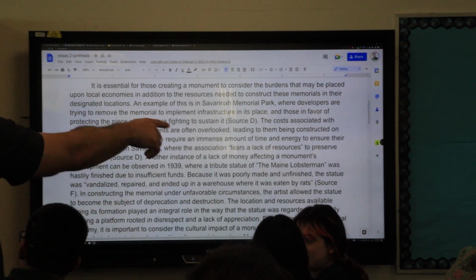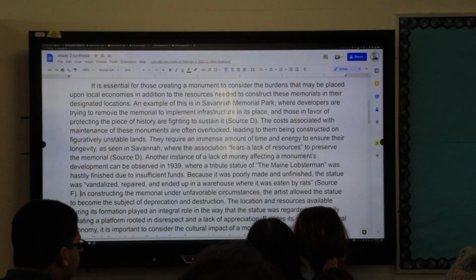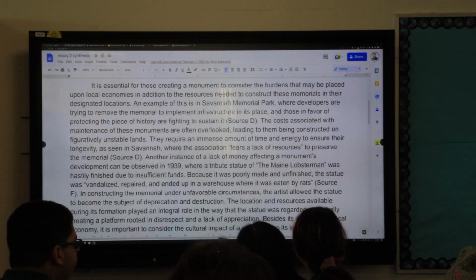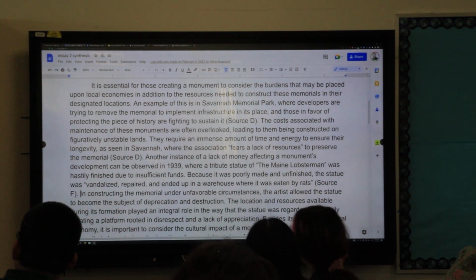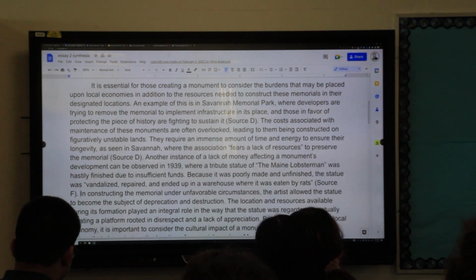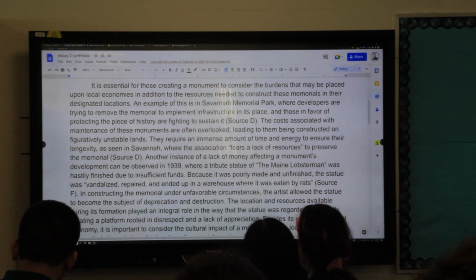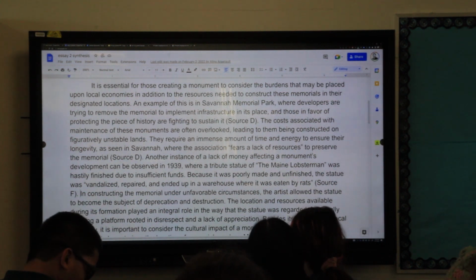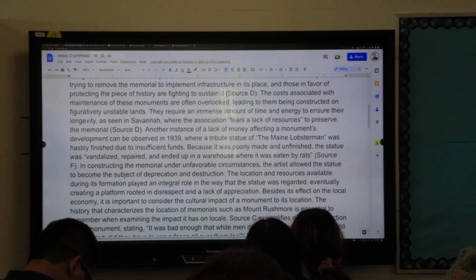In constructing the memorial, go ahead. In constructing the memorial under unfavorable circumstances, the artist allowed the statue to become the subject of deprecation and destruction. So this is a commentary that she offers after explaining why it is important to plan accordingly before constructing a statue or having the right amount of money. Otherwise, it can be destroyed. Go ahead. The location and resources available during its formation played an integral role in the way that the statue is regarded, eventually creating a platform rooted in disrespect and lack of appreciation.